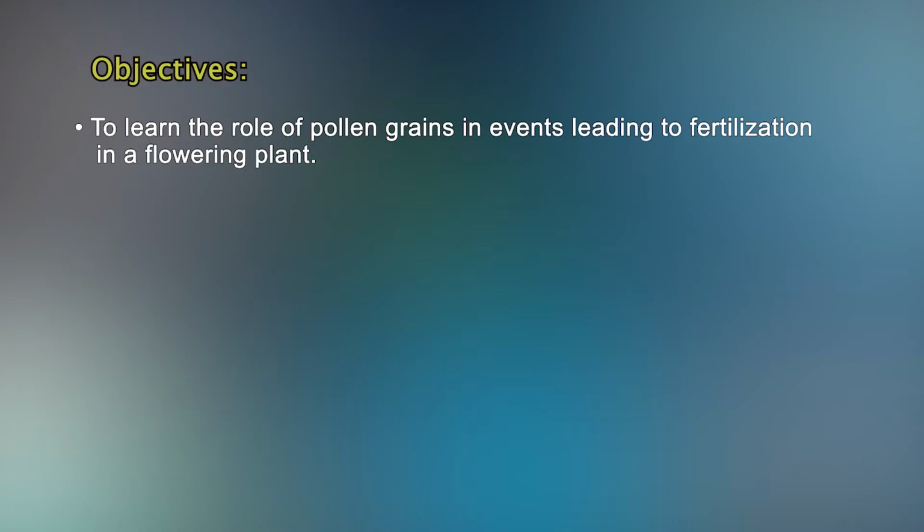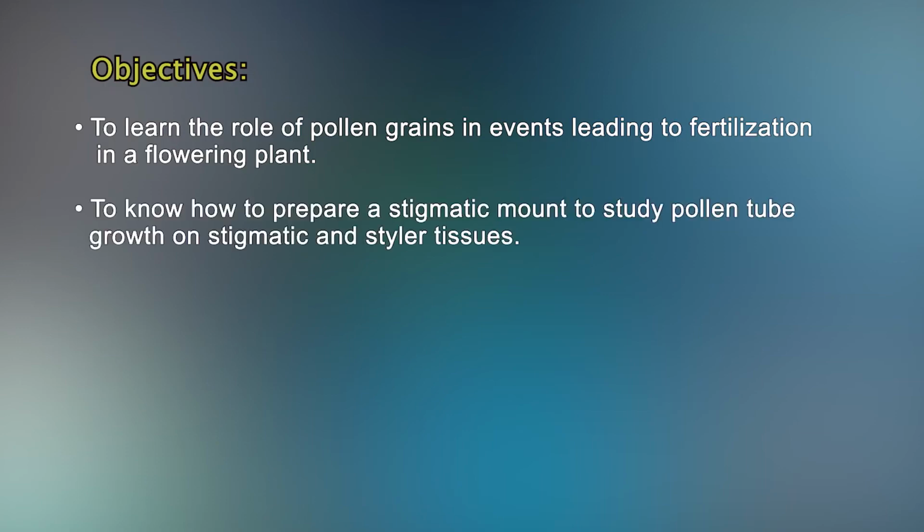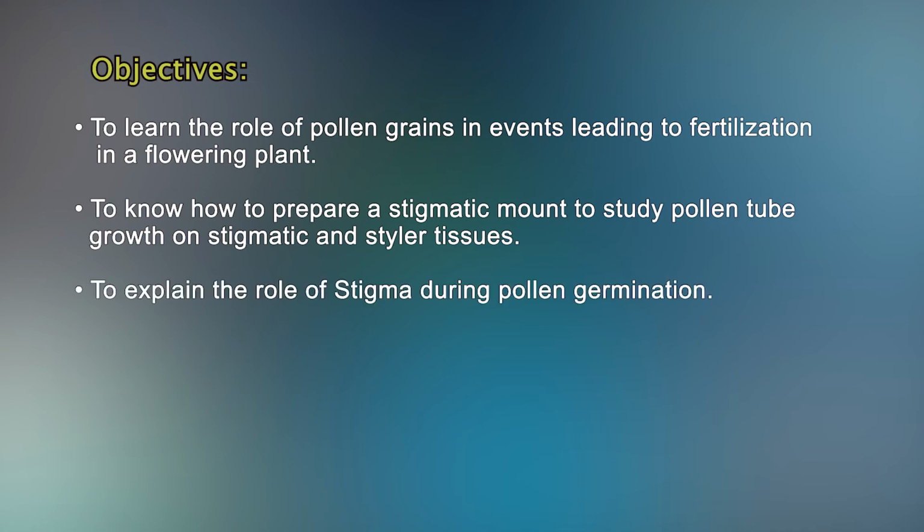The objectives are to learn the role of pollen grains in events leading to fertilization in a flowering plant, to know how to prepare a stigmatic mount to study pollen tube growth on stigmatic and stylar tissues. Also, to explain the role of the stigma during pollen germination.